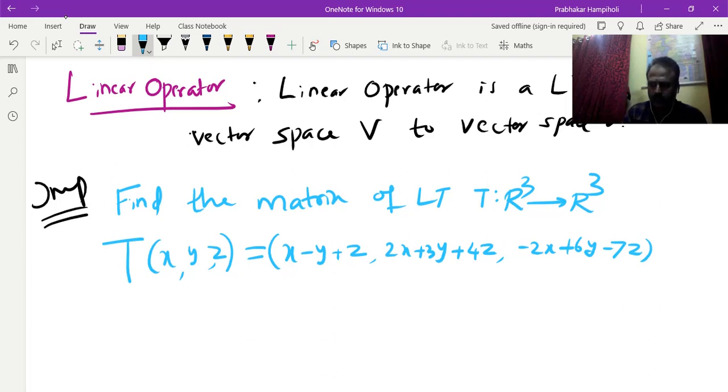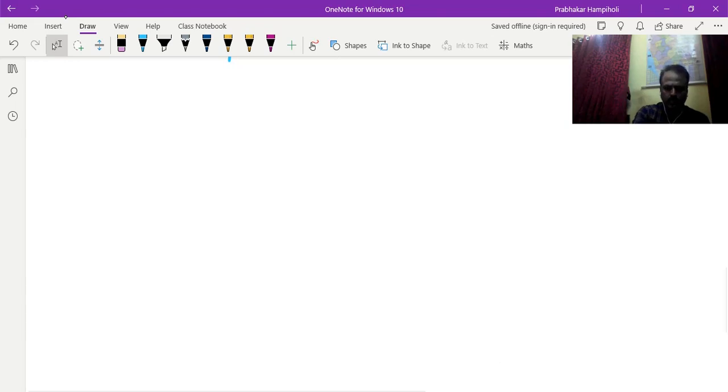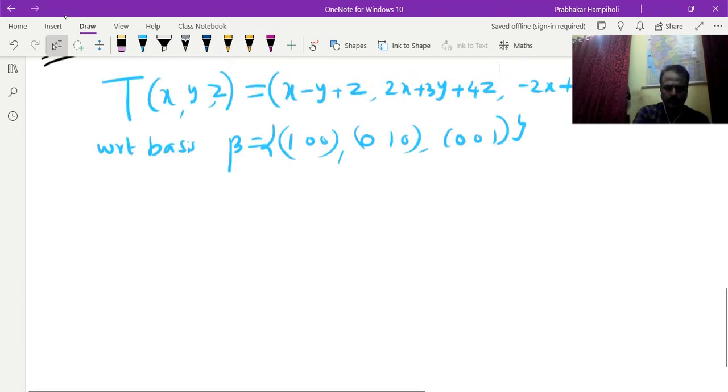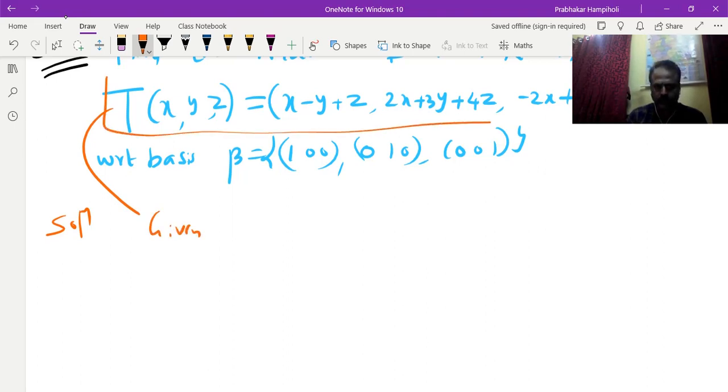With respect to the standard basis only, we call it beta equal to {(1, 0, 0), (0, 1, 0), (0, 0, 1)}. As long as it is the standard basis, your problem is not at all there. You can very easily solve it. For example, in the solution part, first you should write the given as it is, copy paste. This part you should copy paste.